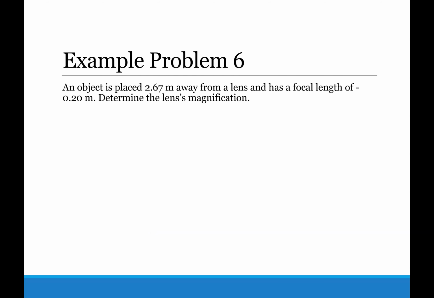Example problem 6 reads: an object is placed 2.67 meters away from a lens and has a focal length of minus 0.20 meters. Determine the lens's magnification. So we're told that DO, the distance of the object, is 2.67 meters. And we're told that the focal length is minus 0.20 meters. That's the only variables we have.